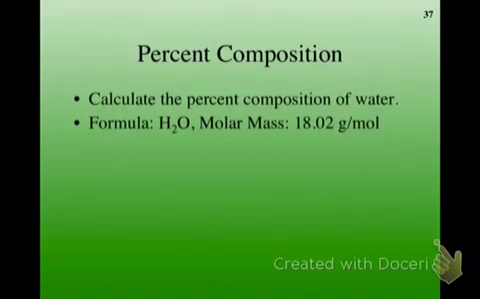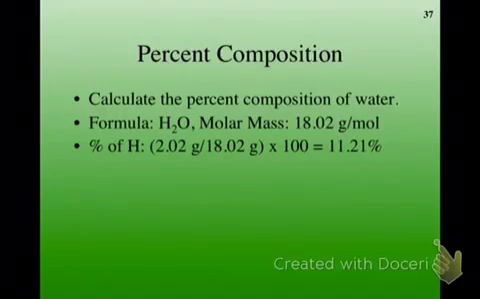I know there's 2 atoms of hydrogen, but they have their own mass, and that's the 2.02 grams, because remember that 1 hydrogen was 1 gram, but there's 2 of them. And then I just divide that by the 18.02 grams, which was my total molar mass. When I multiply by 100, that's 11.21%. So what that means is that by mass in my compound, hydrogen represents 11.21% of that.